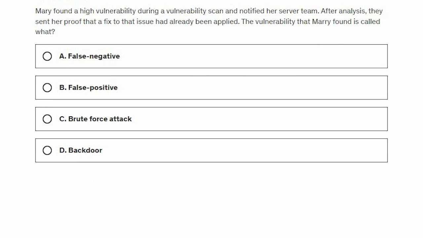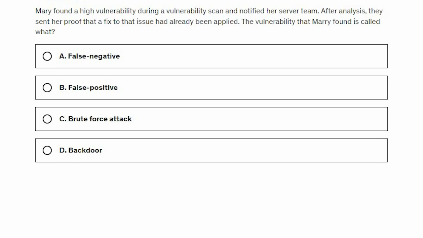Question number 2. Mary found a high vulnerability during a vulnerability scan and noticed her server team. After analysis, they send her proof that a fix to that issue had already been applied. The vulnerability that Mary found is called what? A. False negative. B. False positive. C. Brute force attack. D. Backdoor.